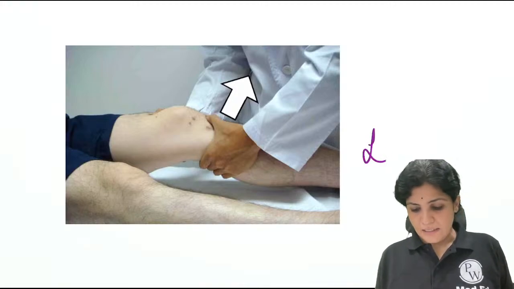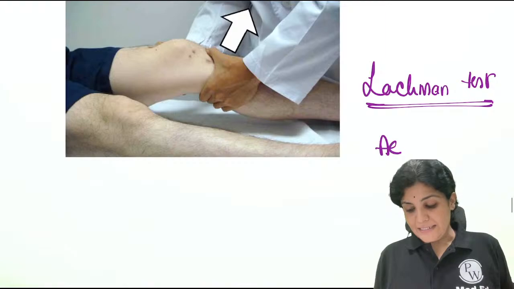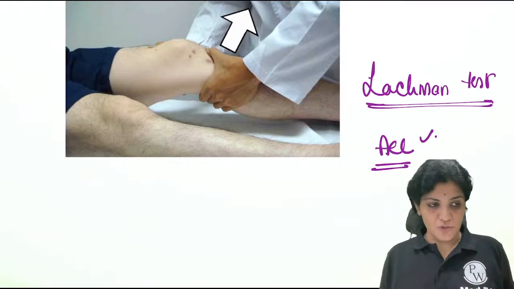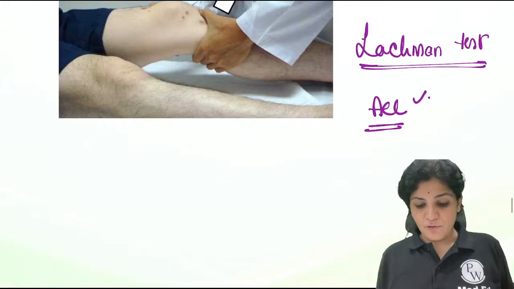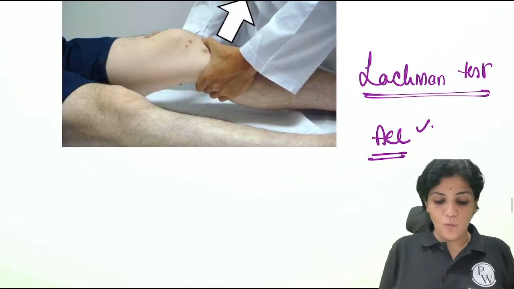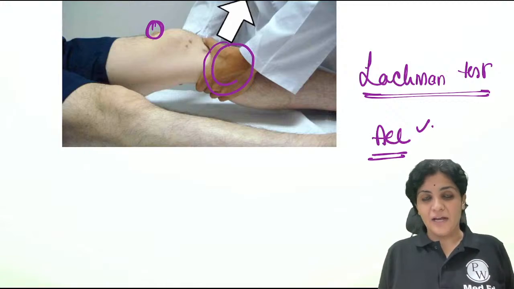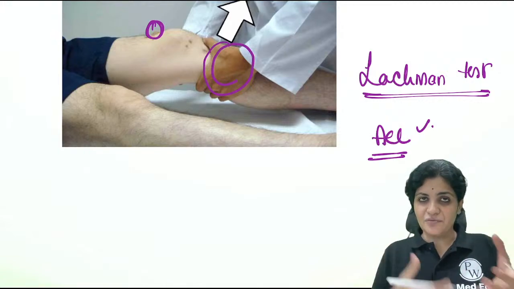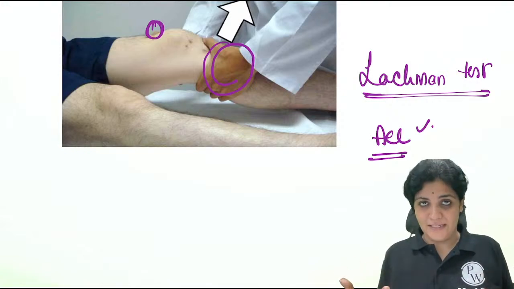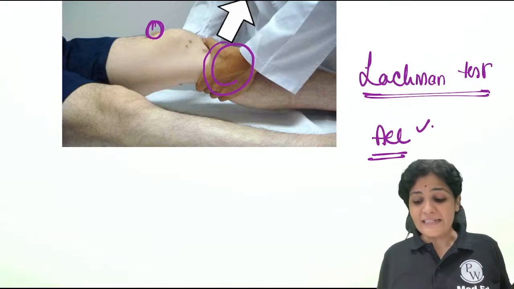This is the Lachman's test. So Lachman's test is for the ACL, that is your anterior cruciate ligament. Now you test for the integrity of the ACL. You hold the thigh with one hand and the leg with the other hand. You try to move the tibia anteriorly. If it is moving freely, that means there is no ACL. If there is a resistance to the free movement, then there is an intact ACL.